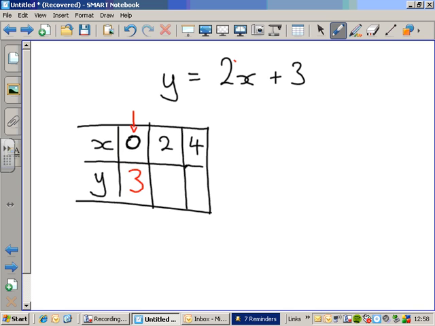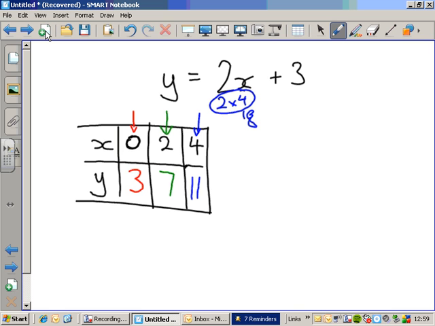How about if x was 2? If x was 2, then 2x would be 2 times 2, which is 4, and 4 plus 3 is 7. So if x was 2, y would be equal to 7. And how about if x was 4? Well, if x was 4, then 2x would be 2 times 4, which would be 8. And 8 plus 3 is 11, so y would be 11.